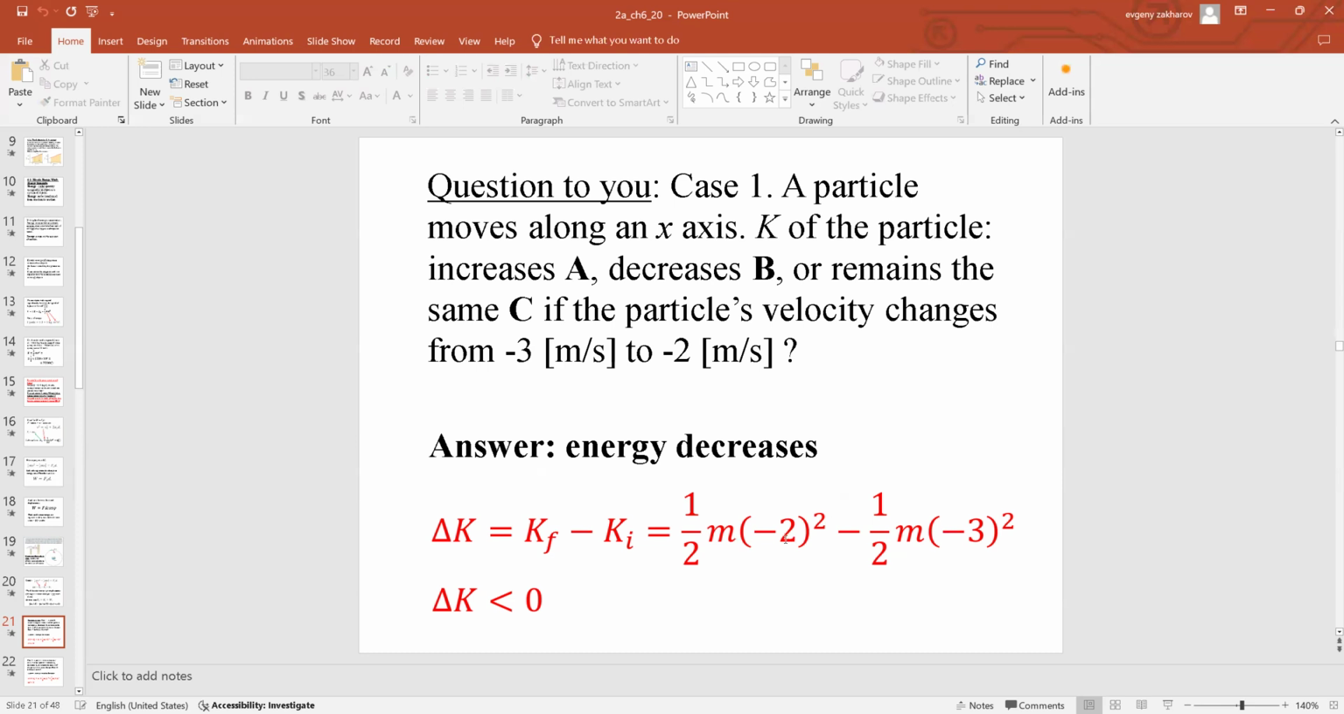And -2 squared, that gives you 4. And -3 squared gives you 9. So it's 4 subtract 9. And the answer is negative. So the change is negative. That means energy is actually decreasing. So even though the -2 is greater than -3 in terms of absolute value, you still get a decrease in overall value.